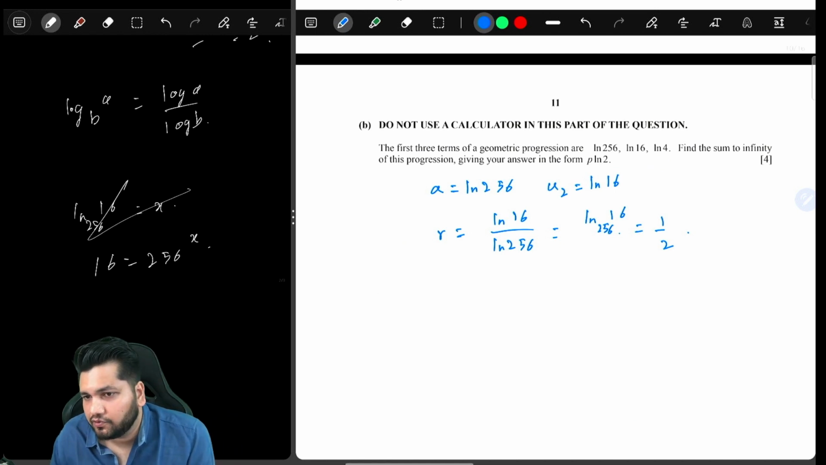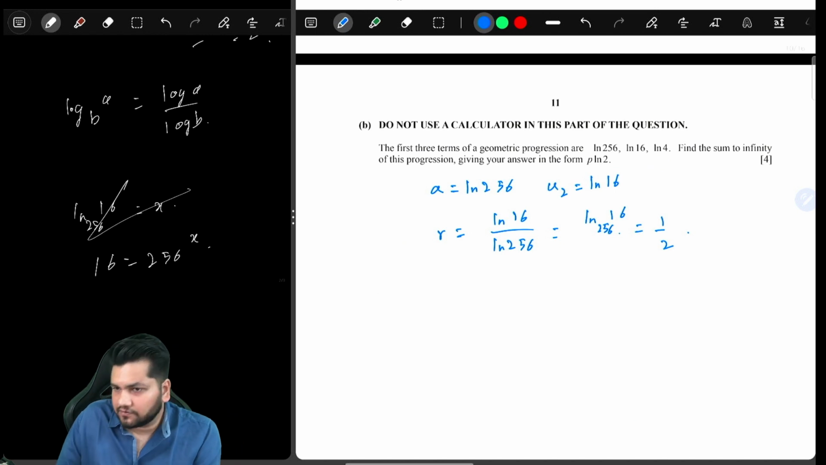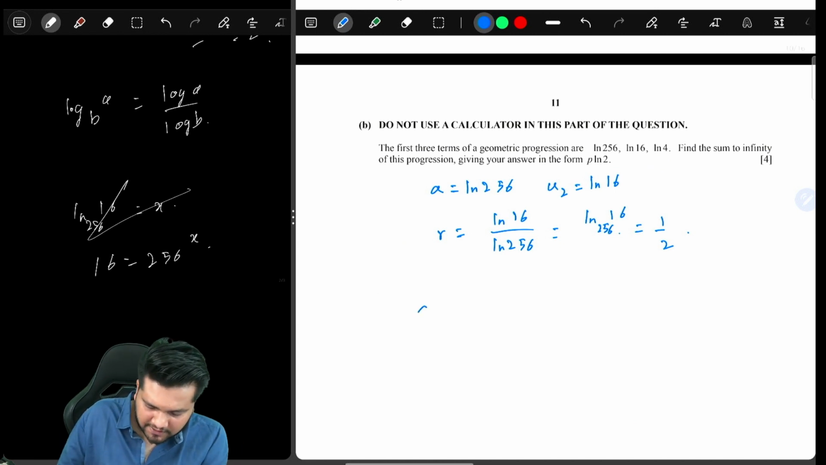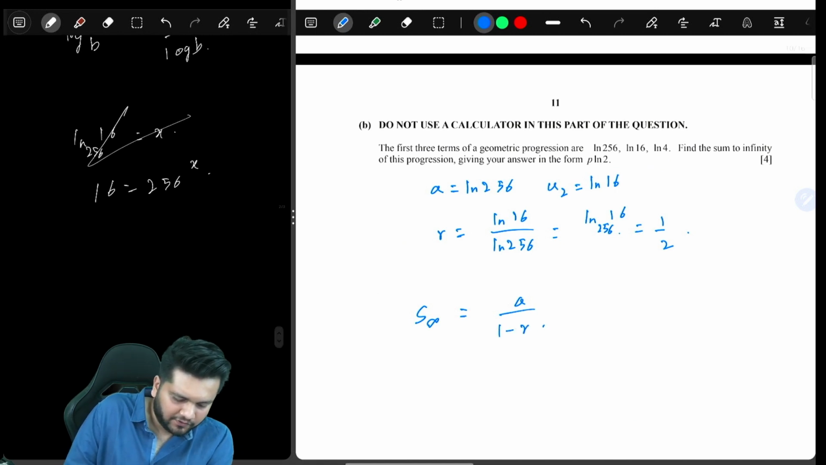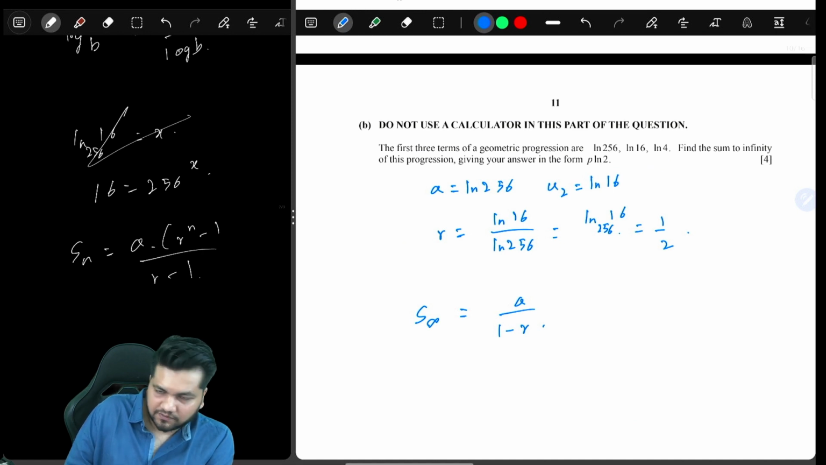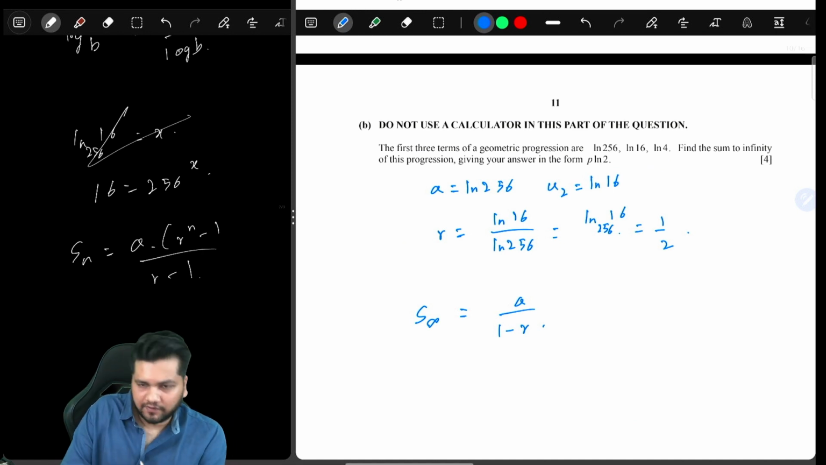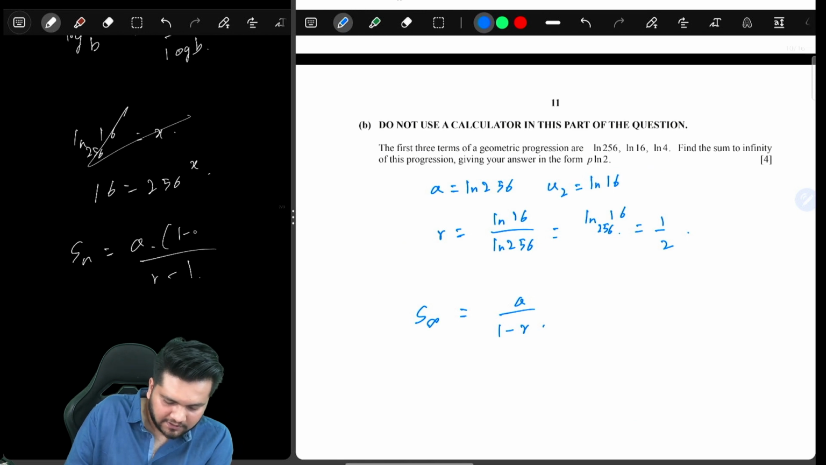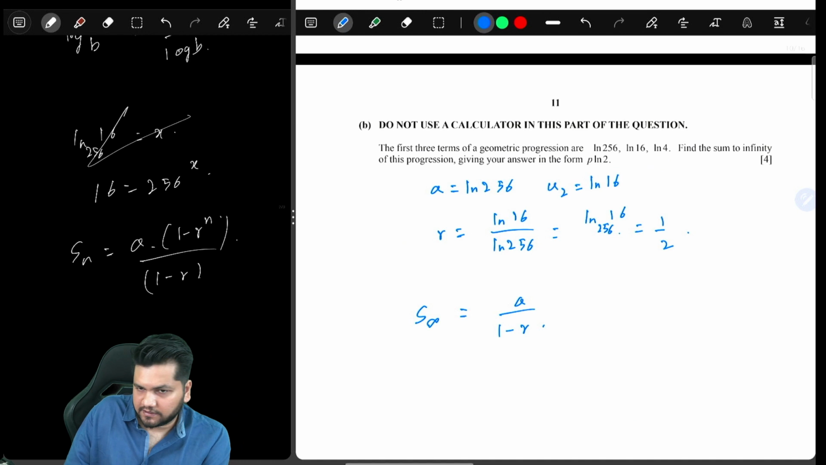Now find the sum to infinity of this progression, giving your answer in the form of P ln 2. So S infinity, we know it's going to be A upon 1 minus R. Remember, for Sn for a geometric sequence, it's A into R to the power of n minus 1 upon R minus 1, or A into 1 minus R to the power of n upon 1 minus R. Anything is fine. At the end, you will get the same result.